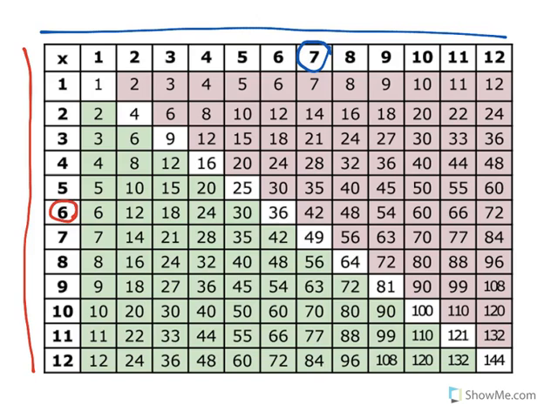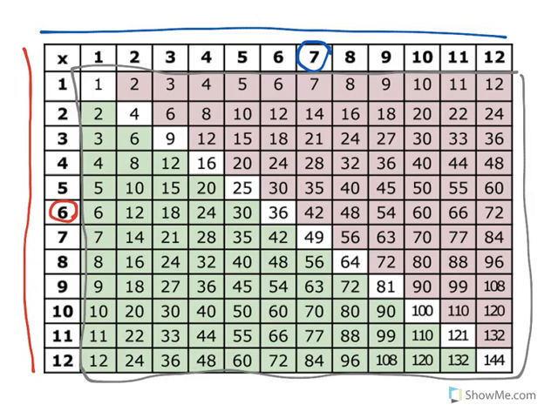Now, we can use this system to find what 7 times 6 is. But how? We have to use this. If the top row and the first column are the numbers we're multiplying, our answers, our product, is here in the body. Okay, all these numbers. And what do these numbers mean?